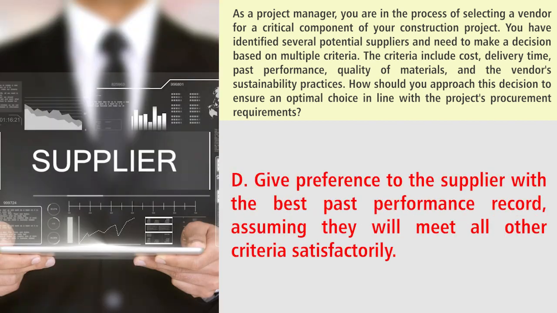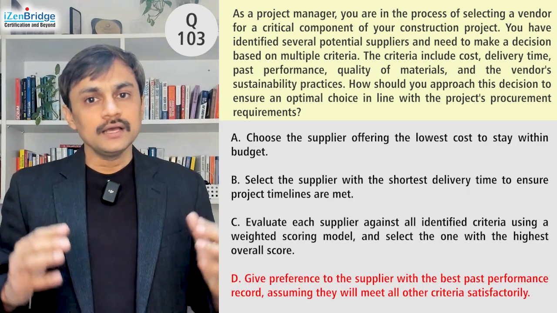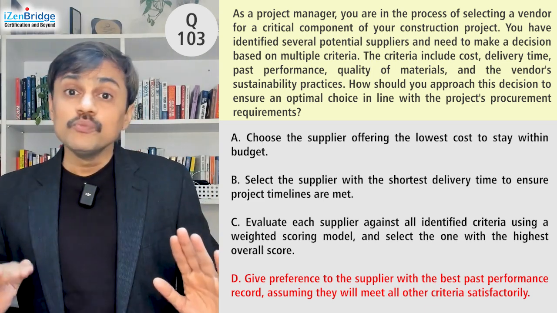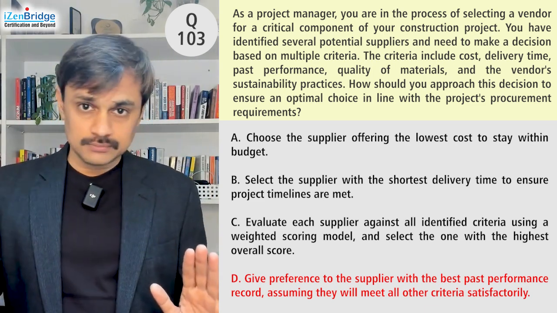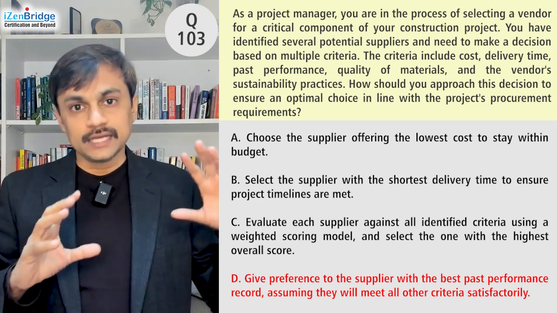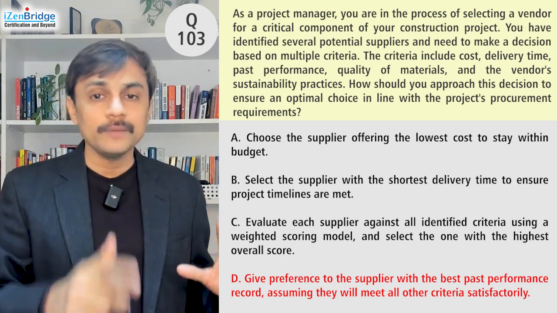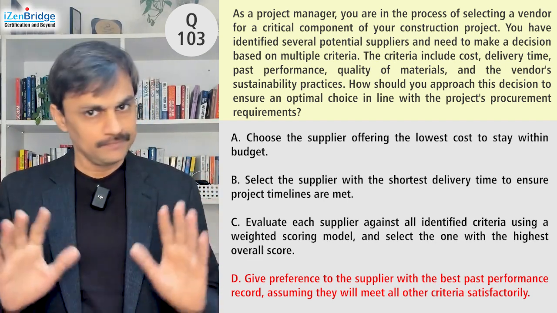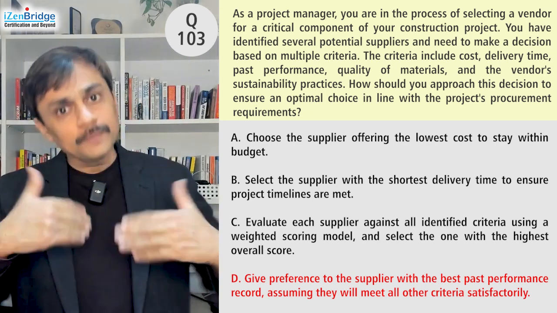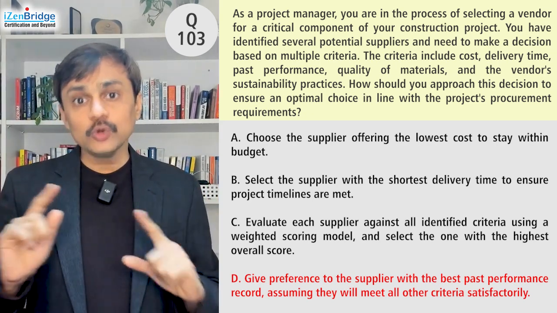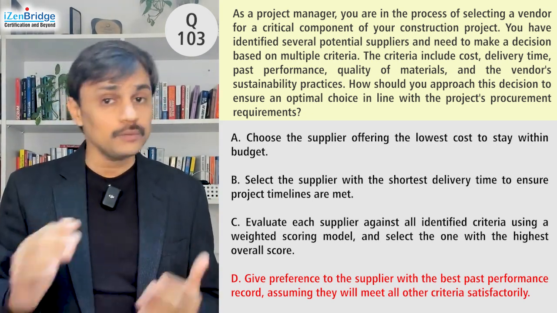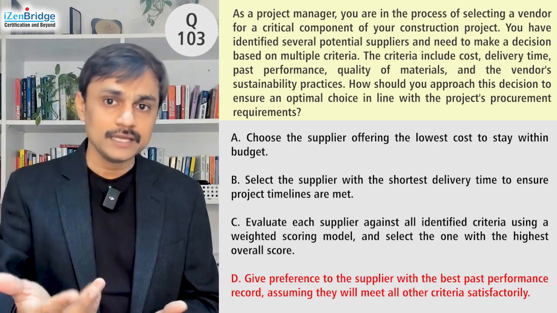Option D, give preference to the supplier with the best past performance record, assuming they will meet all other criteria satisfactorily. Again, there is a possibility you may give more weight to past performance. You can say that past performance may be 2 times more important than cost and timeline, and that is incorporated in option C. But we don't know exactly which one will be weighted more. Maybe cost is weighted more, maybe timeline is weighted more.